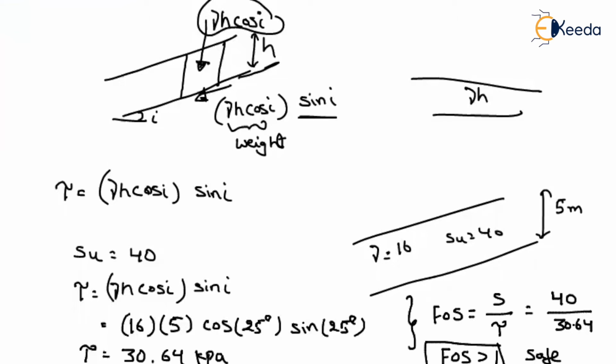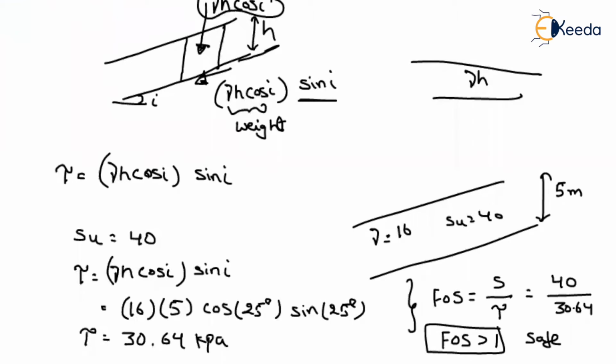So if the failure is not going to happen in soil A, then obviously the soil is going to fail in the soil B part. Let us assume that your soil is failing at a depth H below the soil A. From here to here, what is the depth? 5 meter. Let us assume that this is the critical slope. If it is a critical slope, then factor of safety is equal to 1.